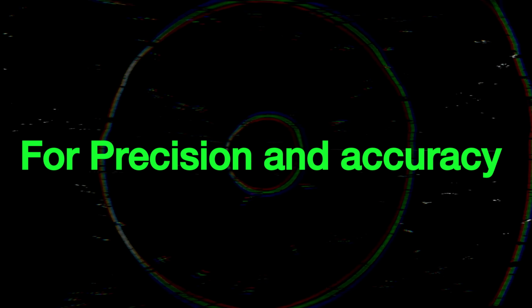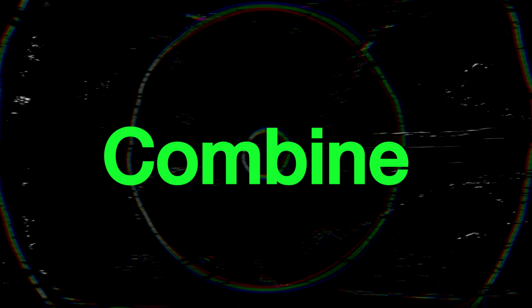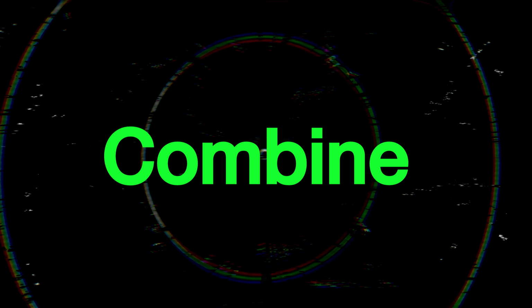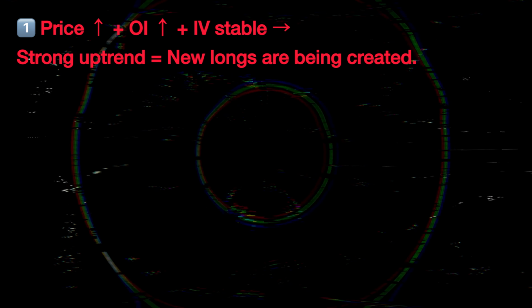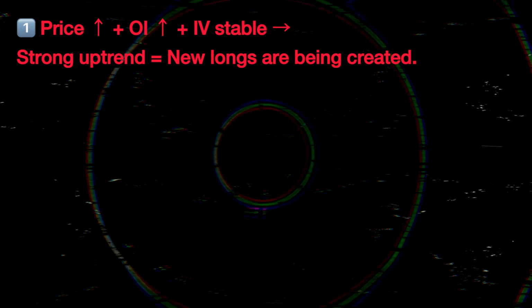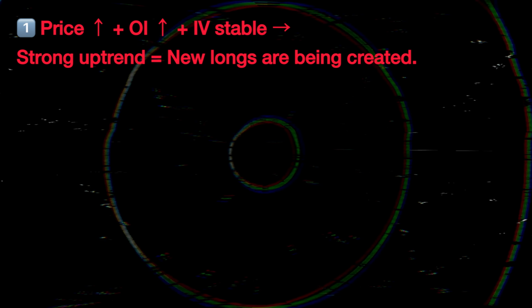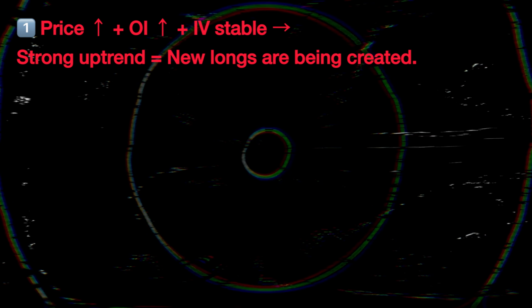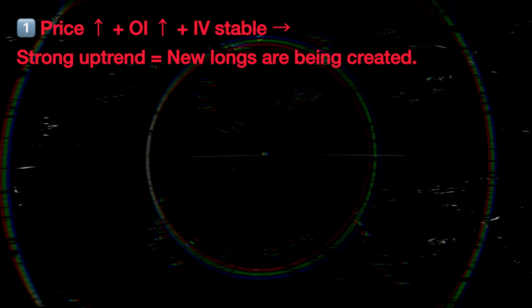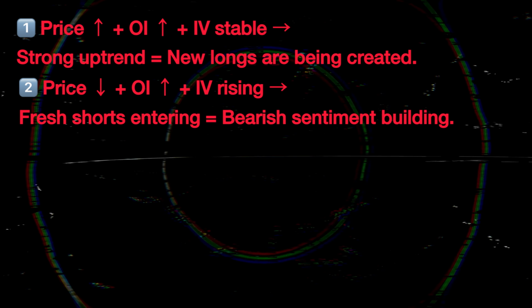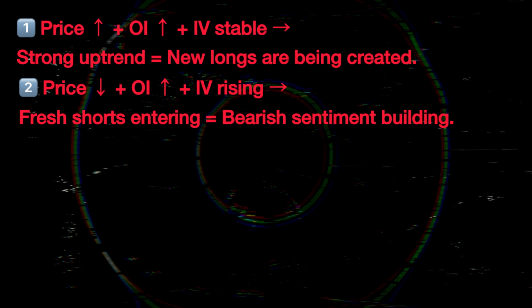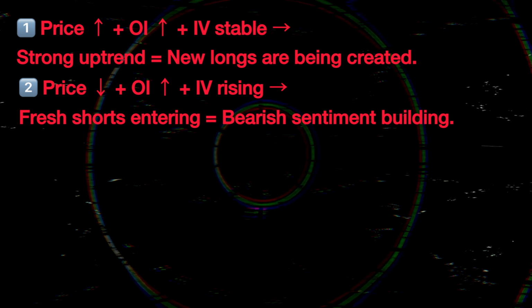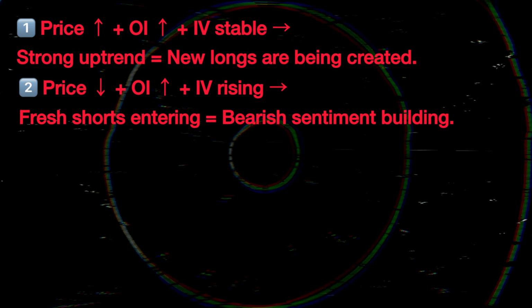Now, here is where a real insight comes in. You can read market sentiments with precision if you combine open interest, price and IV. Here is how you can see these scenarios. First, when the price increases and open interest increases, and IV is stable or slightly up, that's a strong uptrend. That means new longs are being created. Second, when the price is decreasing and open interest is increasing and IV is rising, that means fresh shorts are entering. That means bearish sentiments are building up.